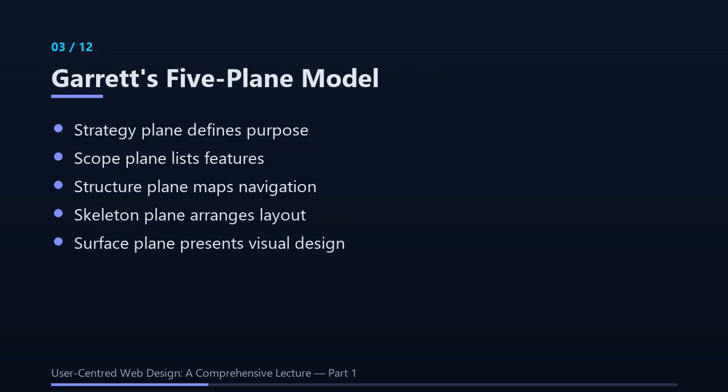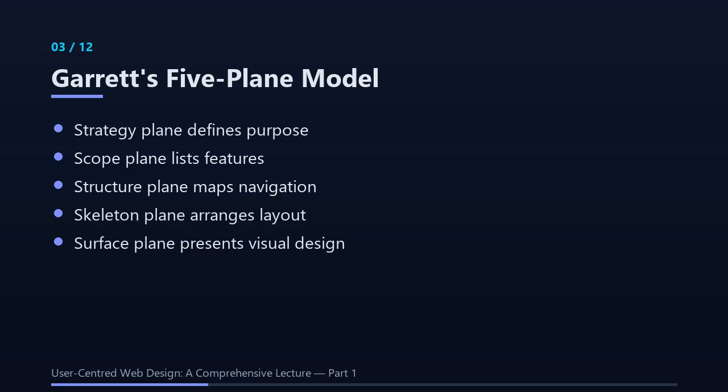J.J. Garrett introduced a powerful framework known as the Elements of User Experience, which organizes design activities into 5 interlocking planes. Think of these planes as layers of a cake, each building upon the one below it. The topmost layer, the surface plane, is what users actually see: the colors, typography, and images that make up each page. Directly beneath that is the skeleton plane, which determines where those visual elements sit, establishing a consistent grid and placement of buttons, menus, and content blocks.